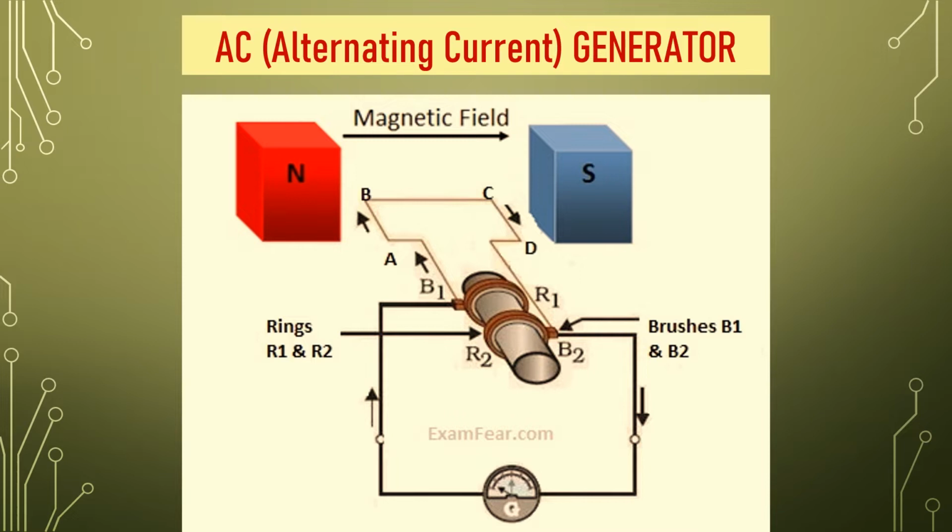The two rings R1 and R2 are internally attached to an axle. This axle we can mechanically rotate from outside. The two ends of the two brushes are connected to the galvanometer to show the flow of current in the given external circuit.